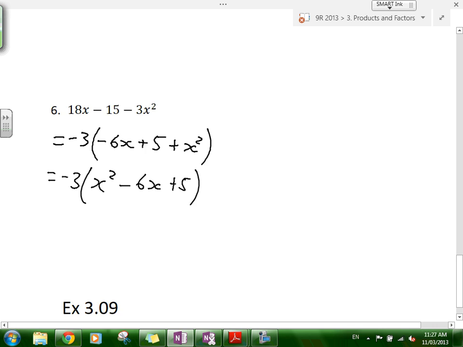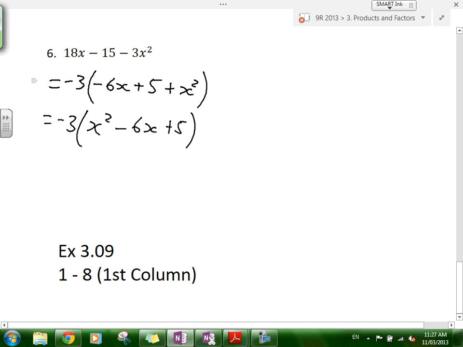Let's put it up. X squared minus 6x plus 5. So I can ignore the 3 for a moment and think about what are the two numbers that multiply to 5 and add to minus 6? Multiply to 5, add to minus 6. Okay? So, product is 5, sum is minus 6.